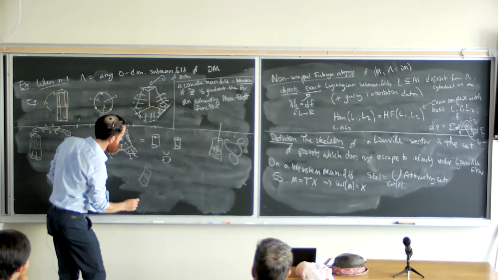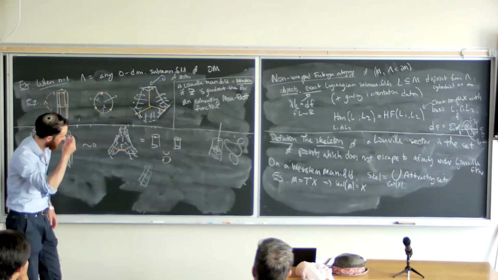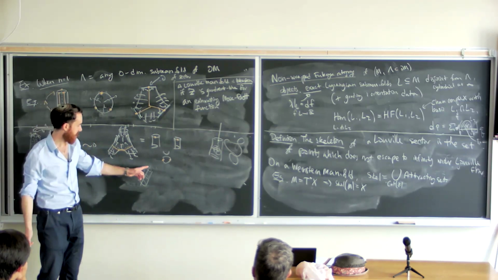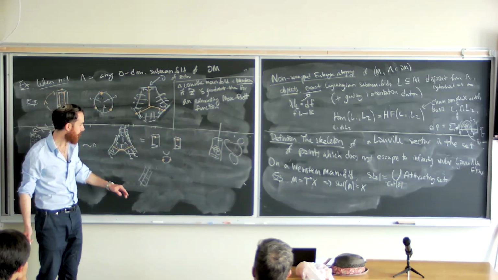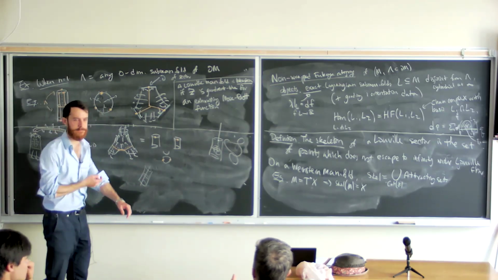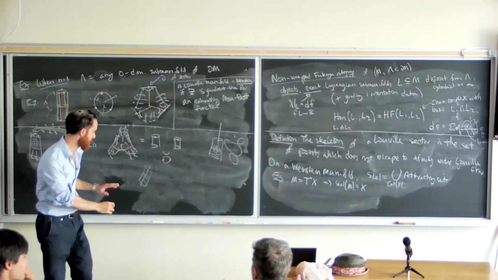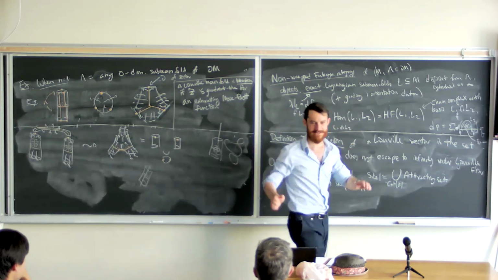And here's my T star S1. What happens if I have a non-compact Lagrangian like this one? How do I deal with the behavior of this Lagrangian at infinity? No, I'll end right there, just as a little tantalizing bit for people.